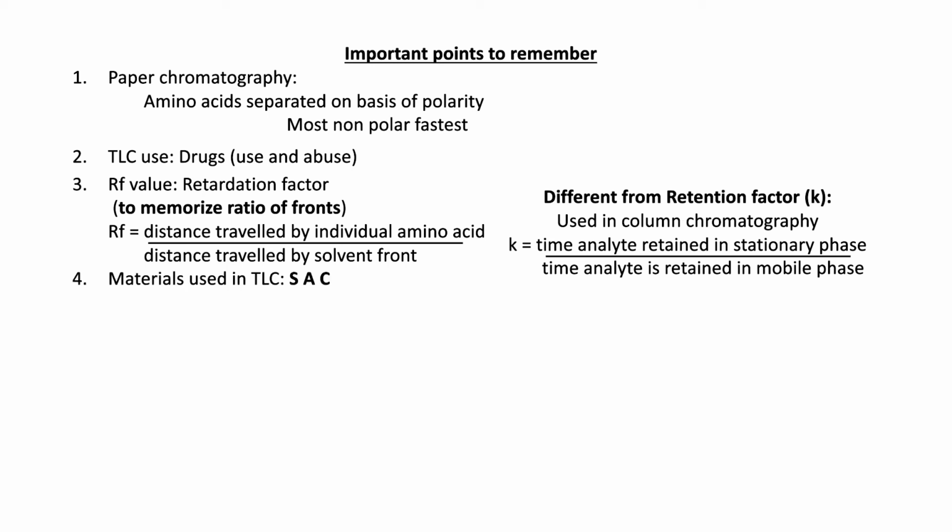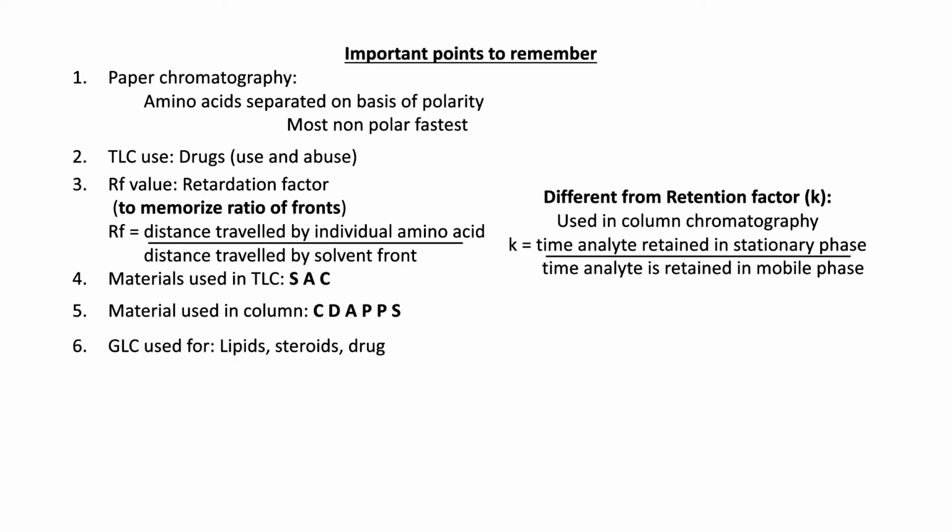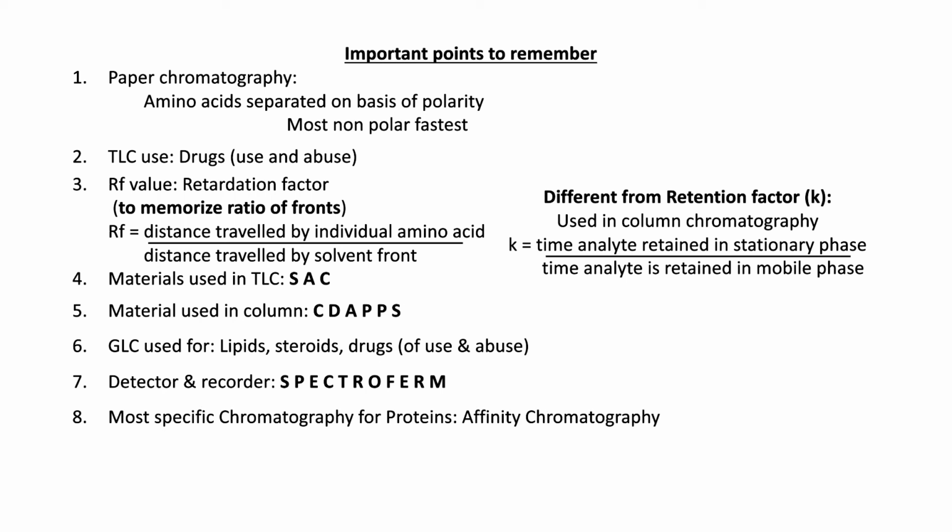Materials used in TLC, SAC, materials used in column, CDAPs. GLC is used for lipids, steroids and drugs of use and abuse. Detector and recorder system, to remember, spectrophotometer. And the most specific chromatography for proteins is affinity chromatography. It is used to purify the proteins, and the name of ligands is very important. Which ligand for which protein, that we have discussed in the previous lecture. So these are the points to remember.